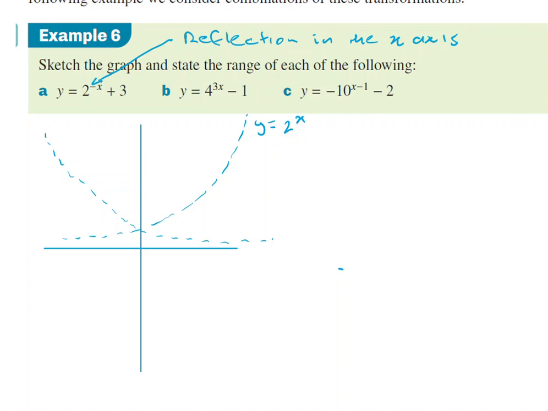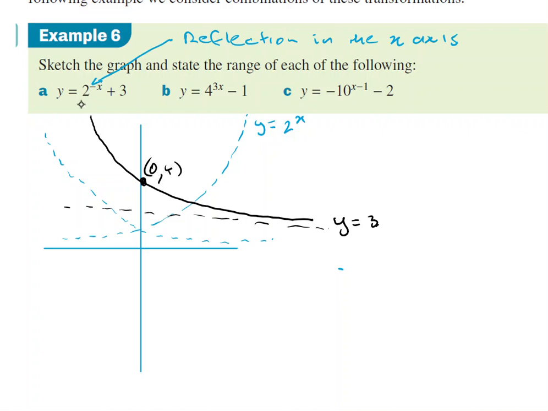And then what have we got to do? Move that up 3 units. So see if I can do a little better when I move this up 3 units. So go up 3 units and something like that. So I'll put in my asymptote there, y equals 3. This point was moved up 4 units, so this would be 0, 4. And if you're not sure, just check it. If x is 0, 2 to the 0 is 1, 1 plus 3 is 4.